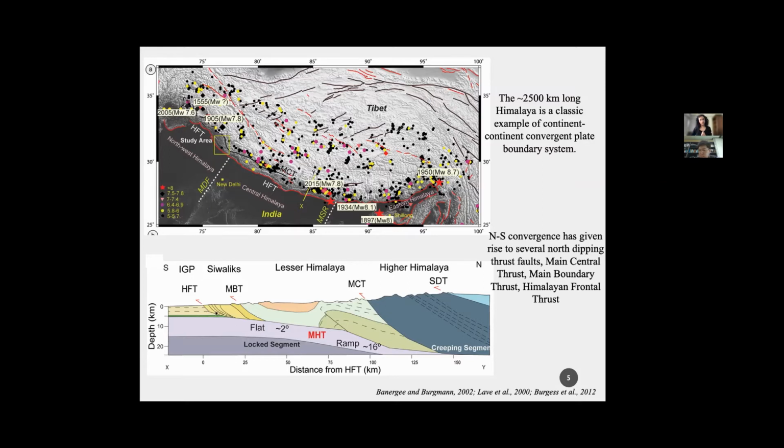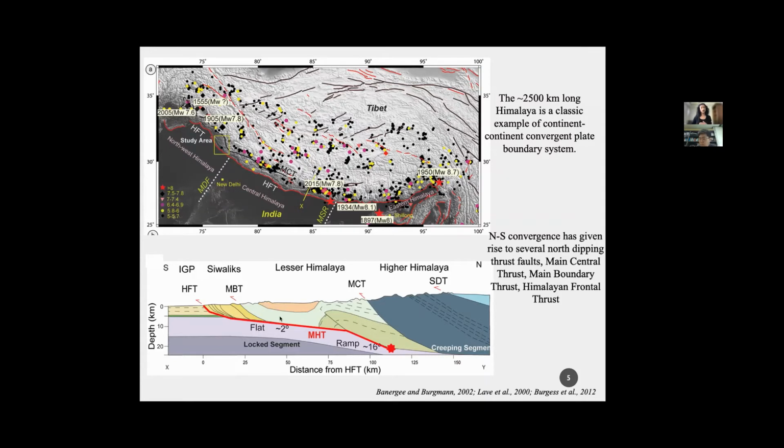It has a frontal ramp, then followed by a flat, and then again mid-crustal ramp, and then again followed by a flat. It has been shown that this part of the MHT is locked, while this part of the MHT is creeping. And it has been suggested that earthquakes which nucleate at the transition of locked and creeping segment of MHT have a potential to rupture whole of this locked segment to produce surface rupture on the Himalayan frontal thrust. I think because of this reason, a lot of paleoseismic trenches have been dug along the Himalayan frontal thrust.